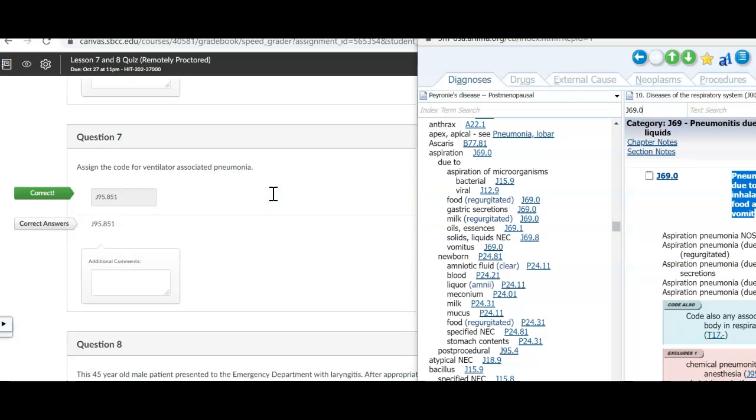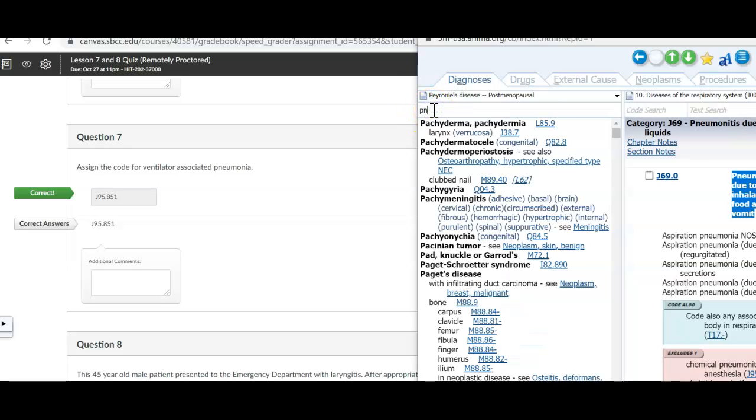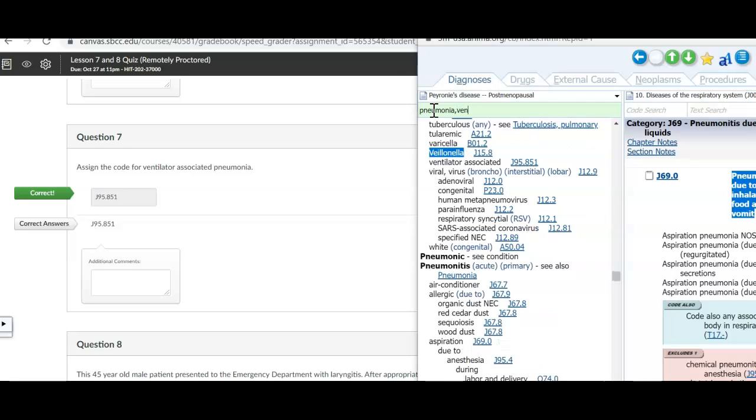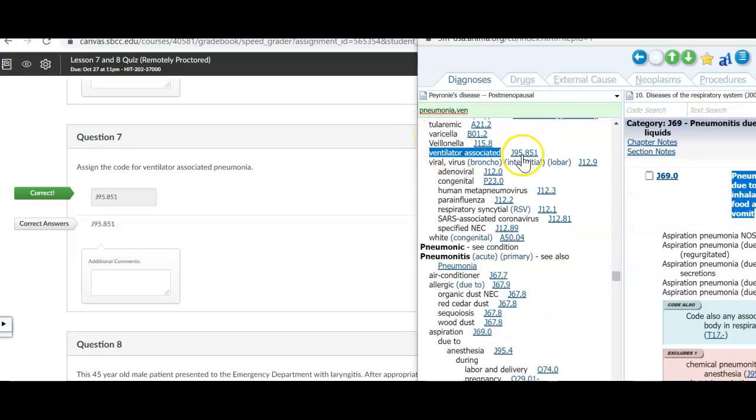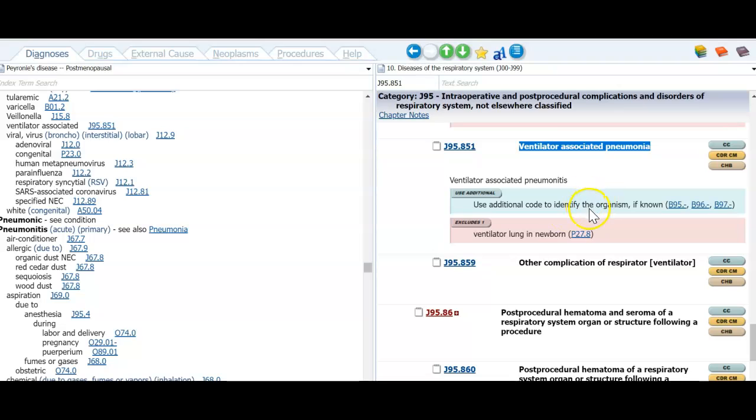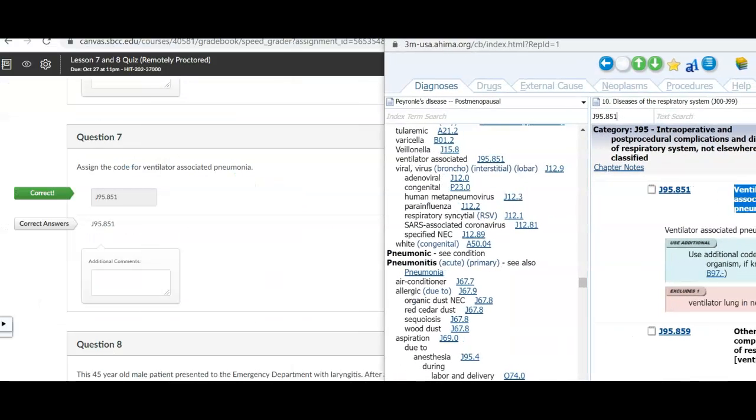Okay, so question number 7, ventilator associated pneumonia. This one here, you go to pneumonia, and then you're going to go for your subterm. Ventilator associated is going to be J95.851. Again, make sure you double check that code in the tabular. And here, use additional code. We do not know of the organism, so we can't code a B code to go with it. All right, so let's go ahead and move on.